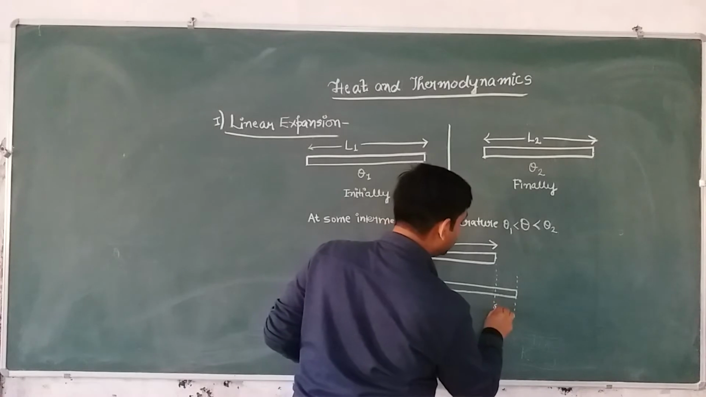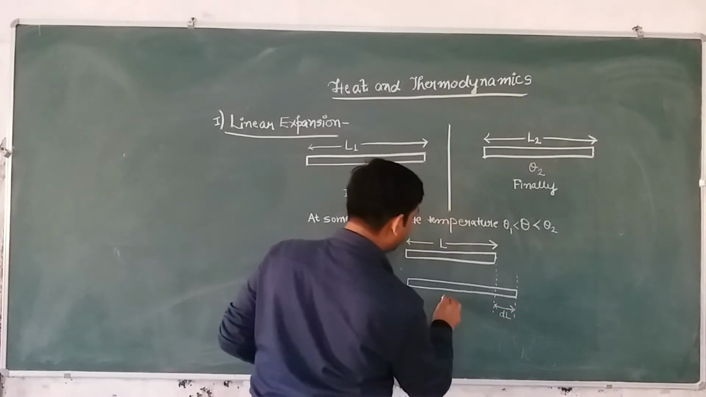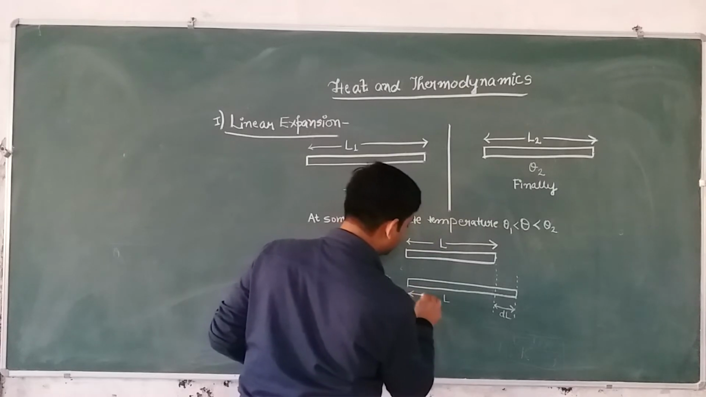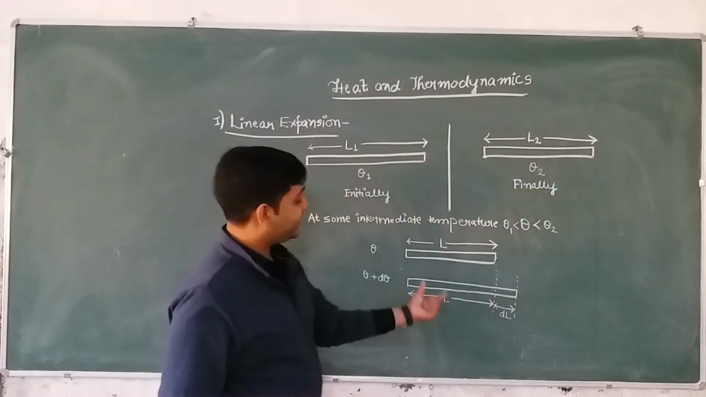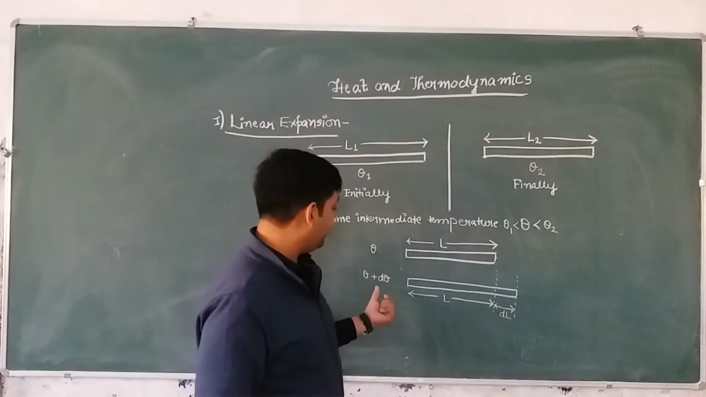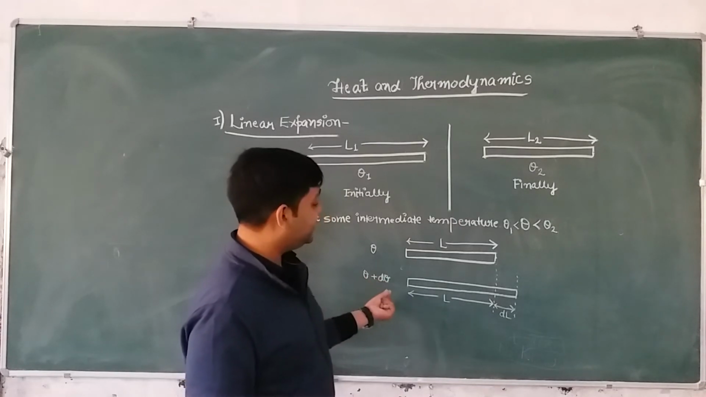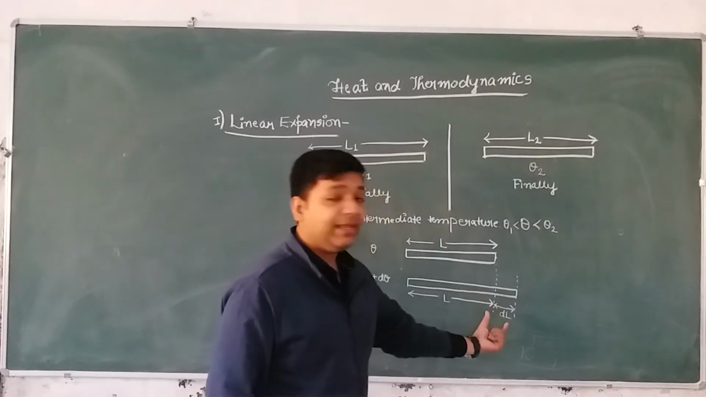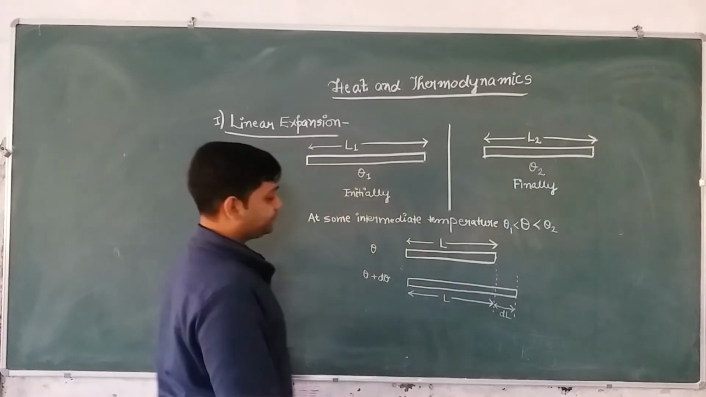And you can see that this length is dL. So now the length of the rod becomes L plus dL, right? The original length was L at temperature theta, and when we have slightly increased the temperature by d theta so that the final temperature becomes theta plus d theta, then there is a small increase in the length of the rod which is dL, right?